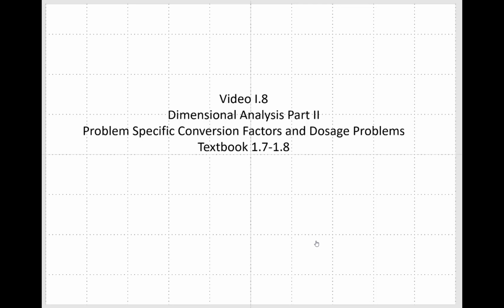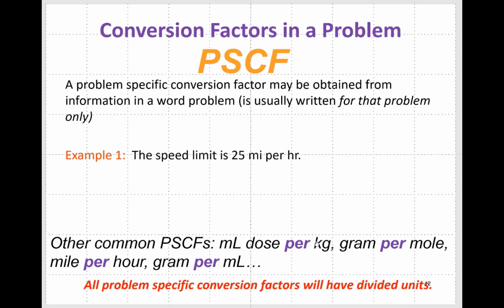In this video, we're going to continue our practice with dimensional analysis, and I'm going to introduce you to problem-specific conversion factors. We're going to use problem-specific conversion factors to help us solve dosage problems. So what is a problem-specific conversion factor? A problem-specific conversion factor is some information given in a problem that has divided units. It will be basically a conversion factor that is only good for that problem.